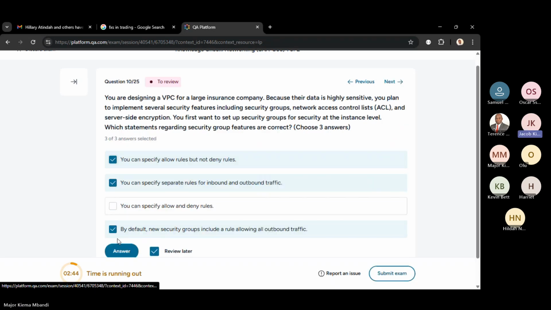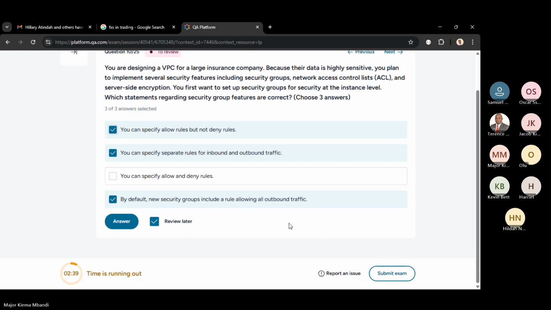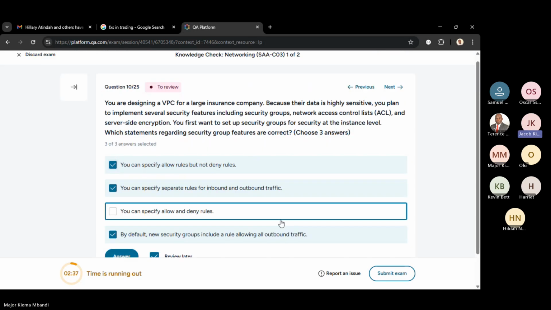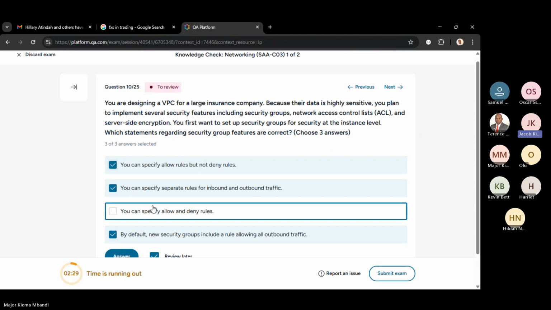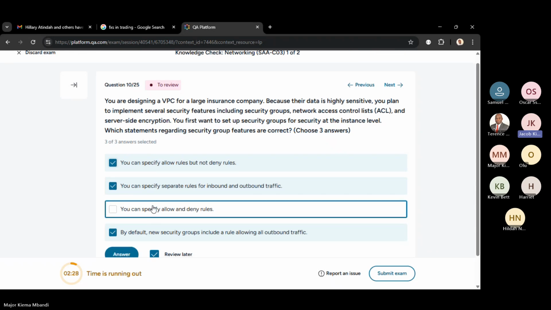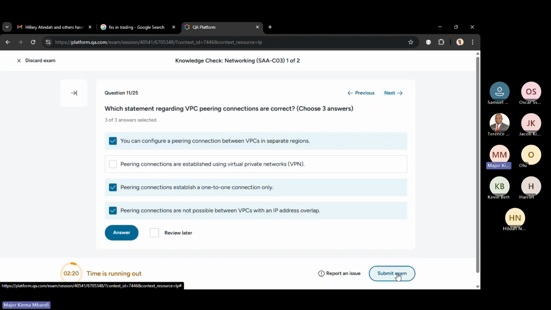So, review. Does anyone have any comment, or we can leave it like that and then move to check any other thing that we needed? I think we can just move with the way we've selected it. We can submit. Let's submit the exam.